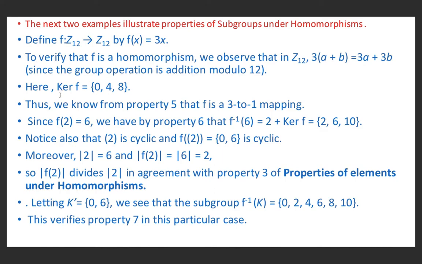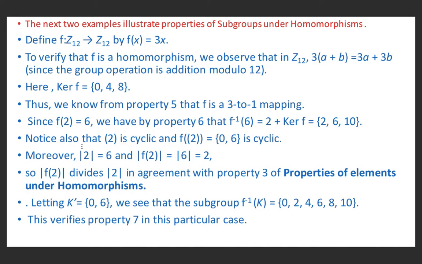Because here we have 3 elements in the kernel. Since f(2) is equal to 6, we have by property 6 that f inverse of 6 equals 2 plus kernel f. Here 2 plus kernel f is 2 plus 0 is 2, 2 plus 4 is 6, 2 plus 8 is 10.